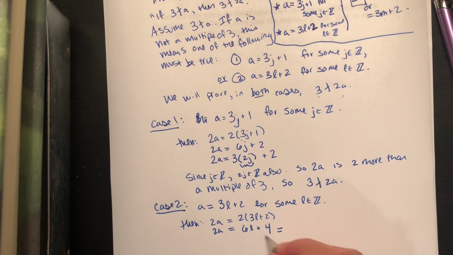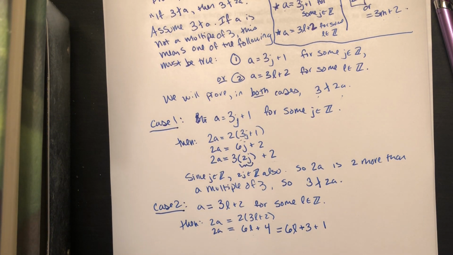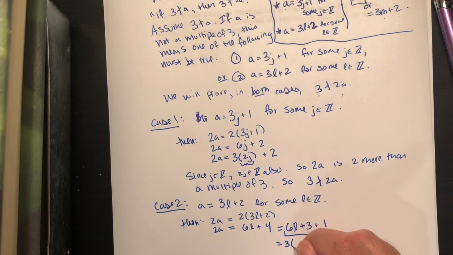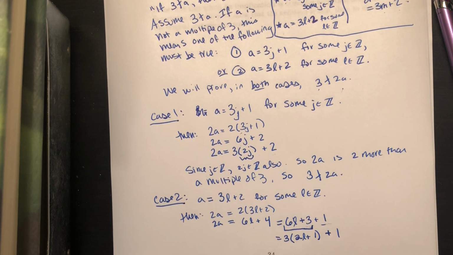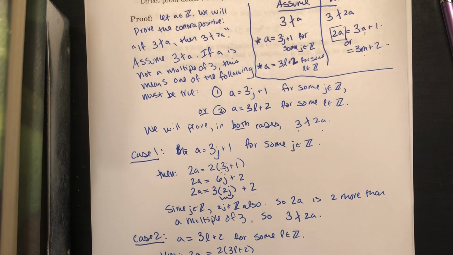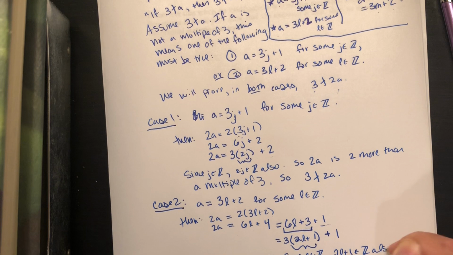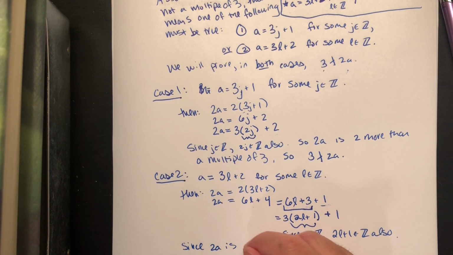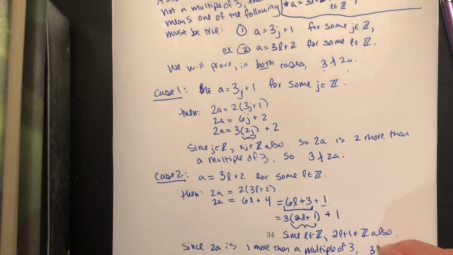What we can do is just rewrite our constant term 4 as 3 plus 1. Because we'd like to have either a plus 1 or a plus 2 at the end, and by writing it this way, as 3 plus 1, I can now factor a 3 out of my first two terms: 3 times (2l plus 1), and then a plus 1 on the outside. And now this is sort of the n that we were looking for up at the top, right? So since l is an integer, 2l plus 1 is an integer also. And now we've seen that since 2a is now 1 more than a multiple of 3, we can conclude that 3 does not divide 2a again.